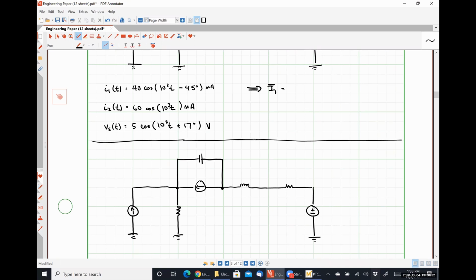No problem. All right. So to convert from the time domain to the frequency domain, we simply take our magnitude, which is 40, and our phase angle, which is minus 45 degrees. And that is literally it. As long as we are given cosine functions, that's all we need to do. If we're given a sine function, we convert the sine to a cosine and then follow the exact same steps. So with that in mind, I'll give you another stab at current I2.